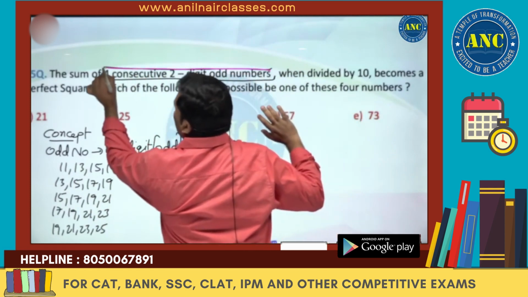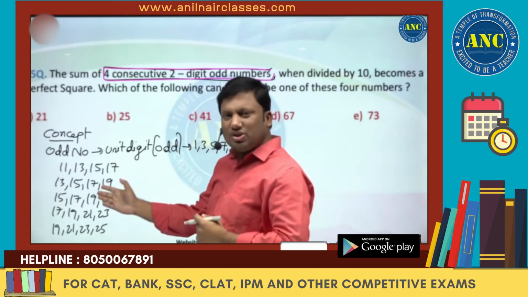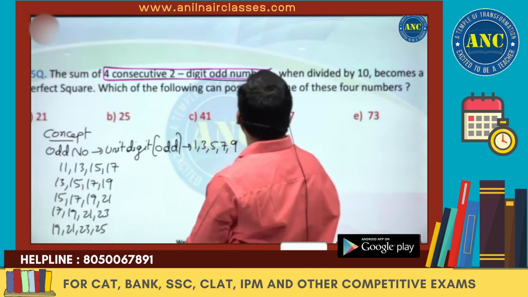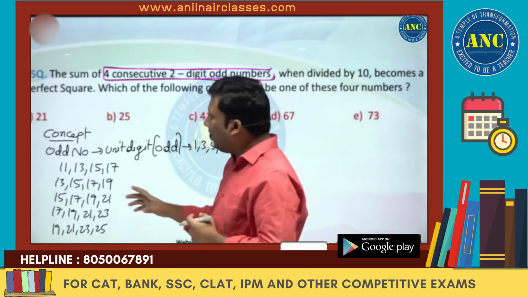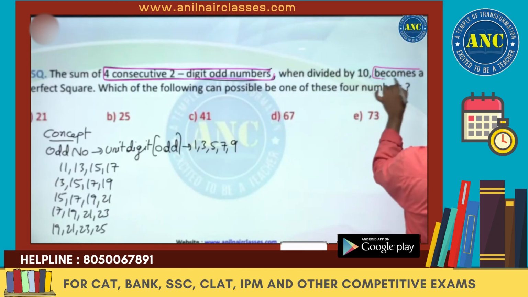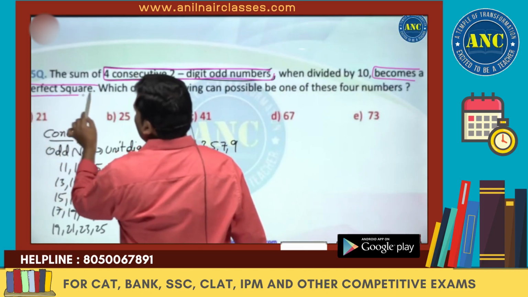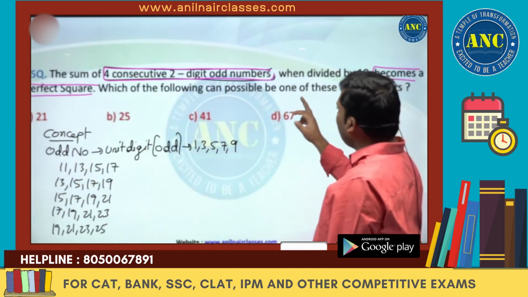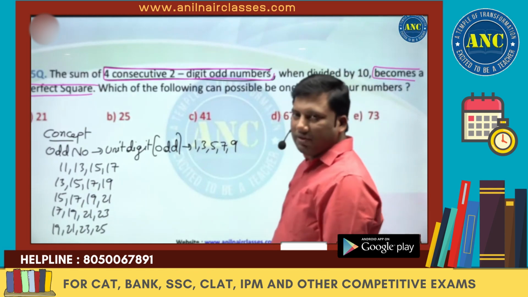Sum of 4 consecutive 2-digit odd numbers. I just took an example of 11, 13, 15, 17, 19. It can be anything. When divided by 10, these numbers become a perfect square. So, sum of the 4 numbers when divided by 10, it becomes a perfect square. Which of the following can be a possible one of the 4 numbers?